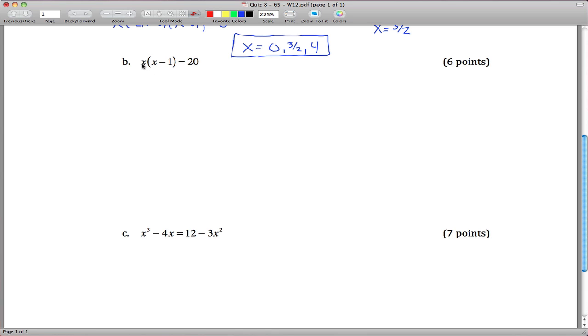What you want to do to get rid of those is take that x and distribute it through. So get x squared minus x equals 20. And then from there we want to set the equation equal to 0, so we subtract 20 from both sides.